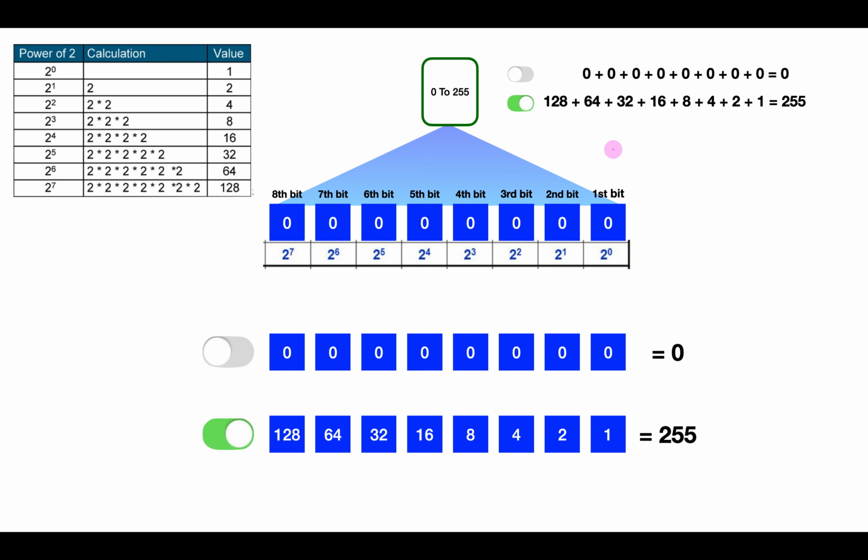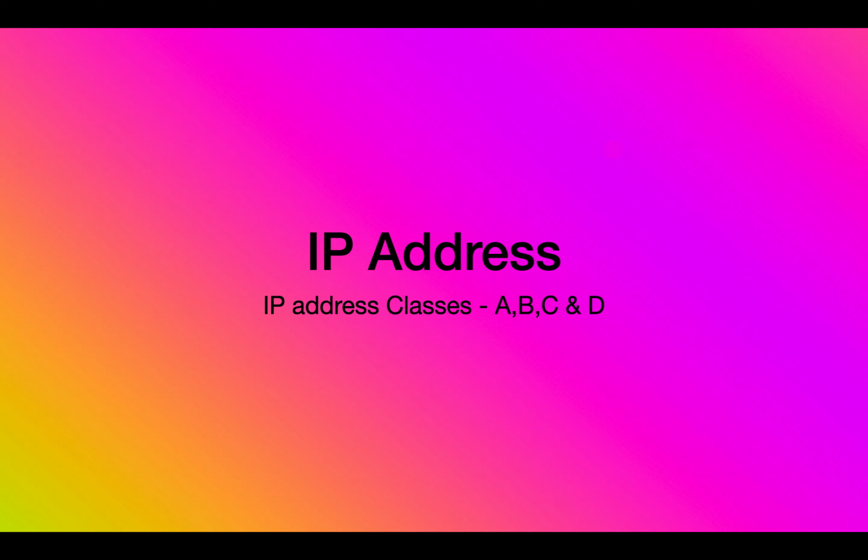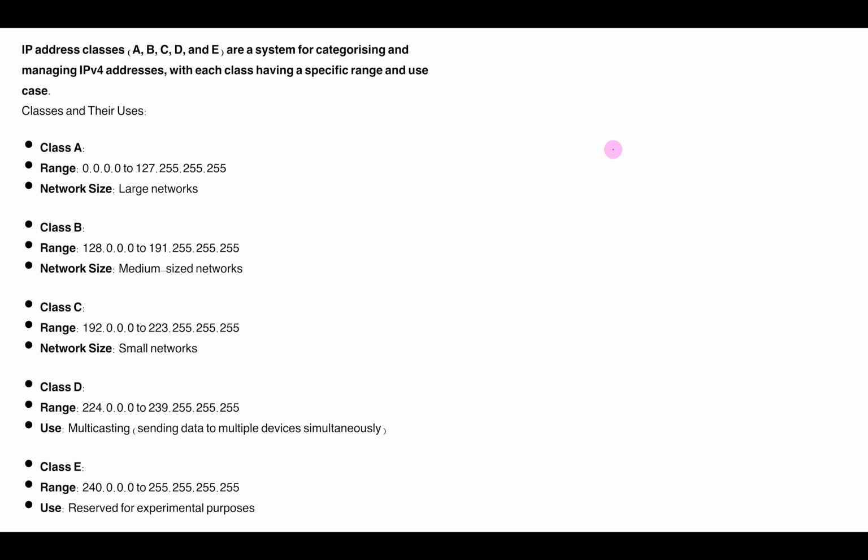Now we'll understand the classes of IP address. The IP address is divided into five categories, but we'll understand about three categories now. So the class A ranges from 0.0.0.0 till 127. Network size: large network, because it has so many unique IP addresses inside.